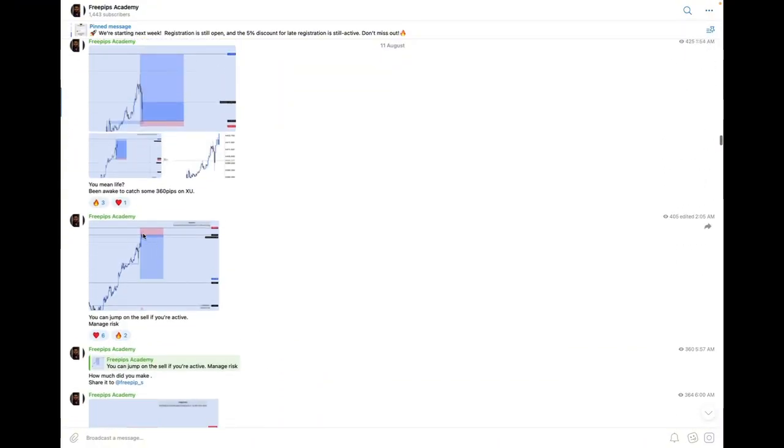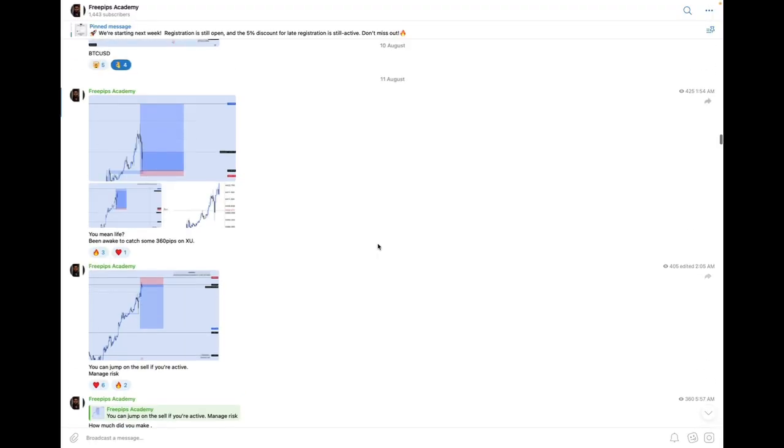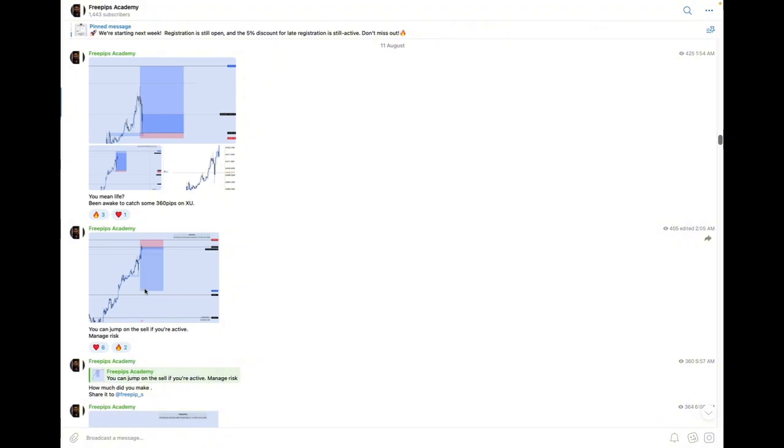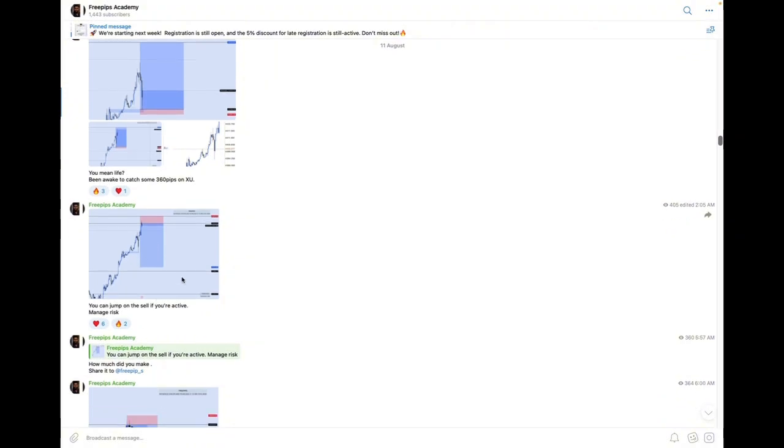So yeah, this was the trade. You can jump on the sell if you are active, manage risk. And the time was 5:57 a.m. GMT. And then I took the buy trade on this particular XAUUSD around 2 a.m. So I was still awake to make sure I catch the sell as well. So I shared this one with everybody.